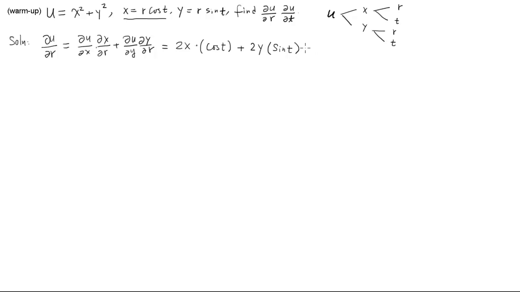And if you wish, you can actually simplify this one, put x and y back, and then you will see this is going to be 2r cosine squared t, plus 2r sine squared t. If we pull out 2r and use the trig identity, that's what we have. Okay. Let's try it again. So we now take the derivative with respect to t. Okay, so this is what we have.